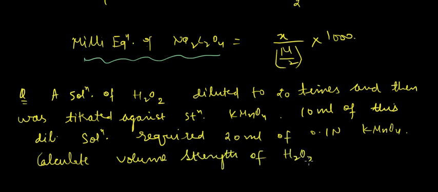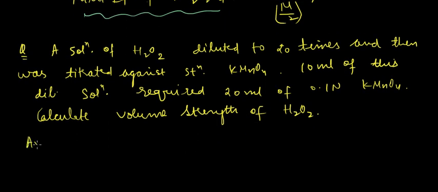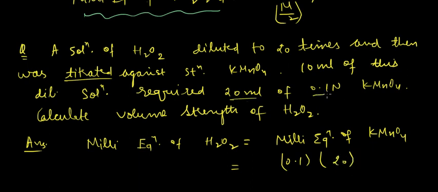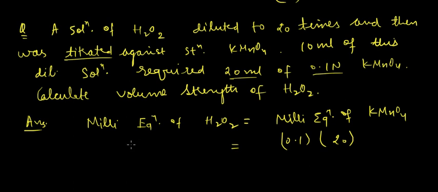Okay, so let's get started with the answer part. So this is the question of titration, so we can directly write that milli equivalents of H2O2 at equivalence point would be equal to milli equivalents of KMnO4. Milli equivalents of KMnO4 would be nothing but normality of KMnO4, which is 0.1, multiplied with volume of solution of KMnO4, which is 20. Okay, so this is the milli equivalents of H2O2 in 10 ml H2O2 solution.